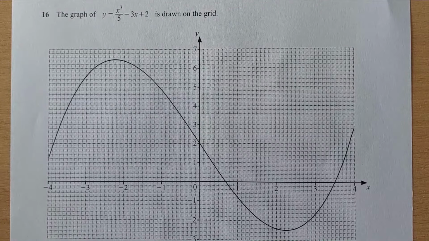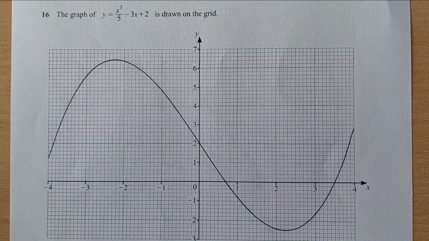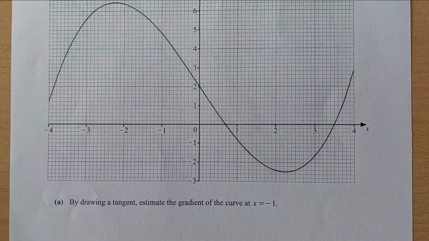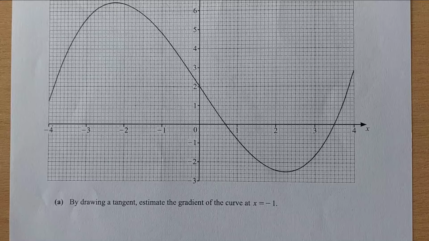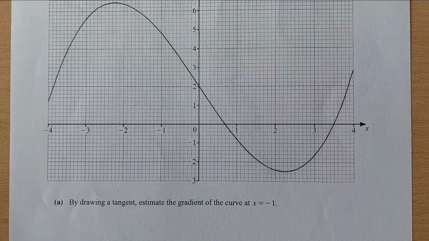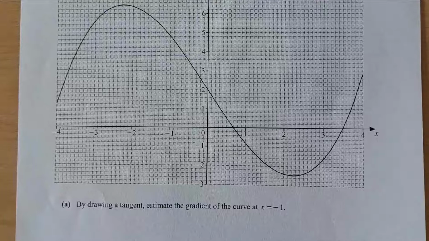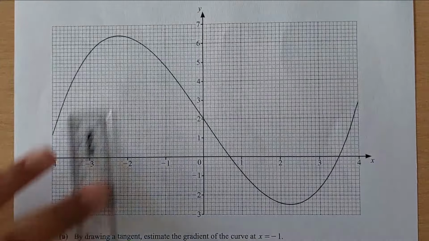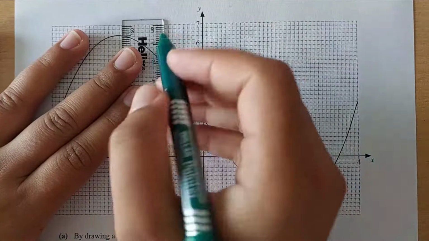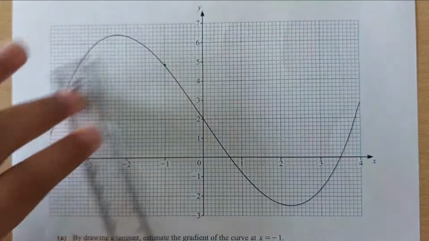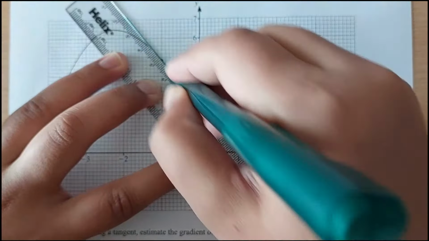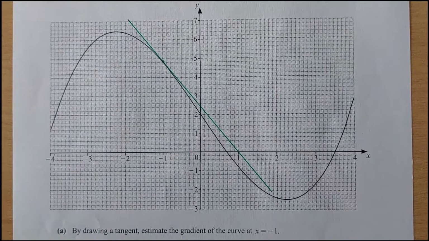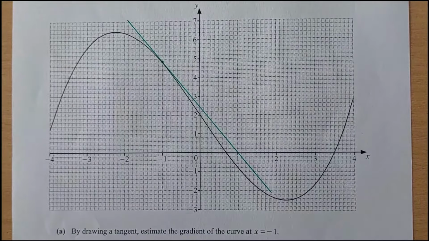Question number 16, the graph of a function is drawn on the grid. It's a cubic function, okay? Now for A part, by drawing a tangent, estimate the gradient of the curve at x equals minus 1. So first we need to draw the tangent at x equals minus 1. Okay, so this is the line x equals minus 1. It means at this point we need to draw the tangent. So this is going to be the tangent at x equals minus 1, and we need to find the gradient. Gradient is basically a slope.